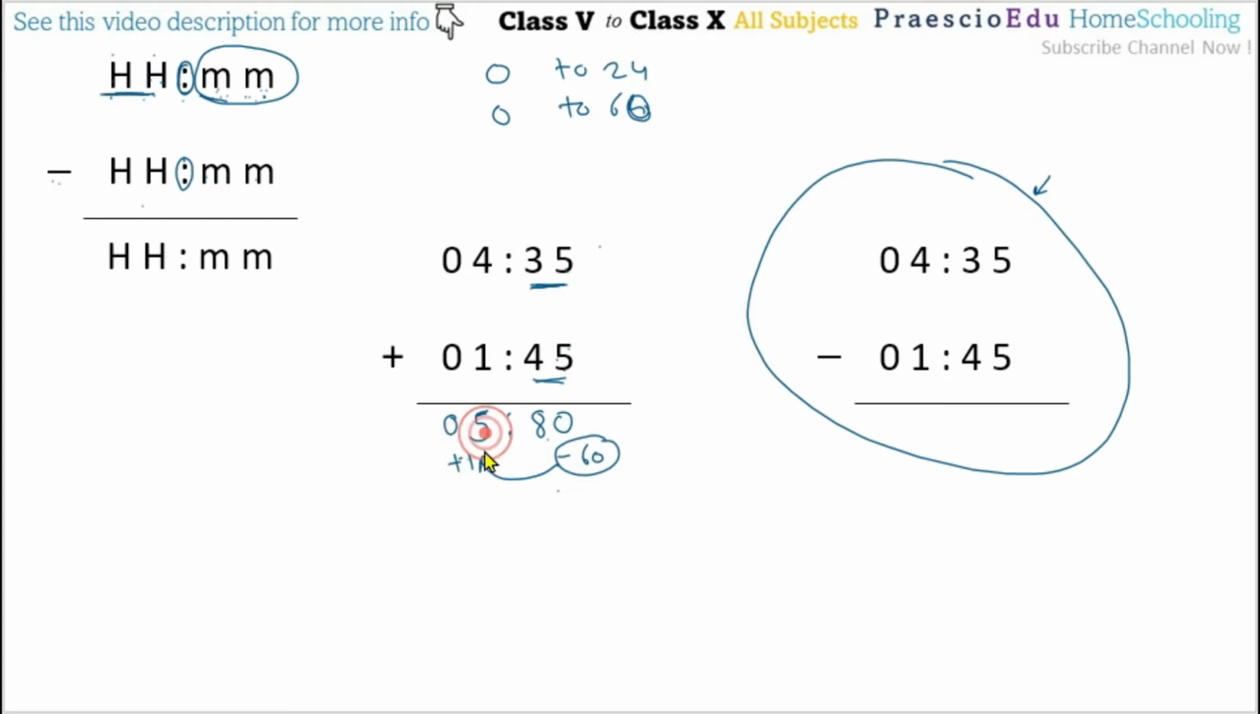So 1 hour here we will add, means this 80 minus 60, it will come 20, and after this adding the 1 hour in 5, so that will come 6. So like this one, then the time is correct, we can say, okay, hours. So 6 hours and 20 minutes, like this one.